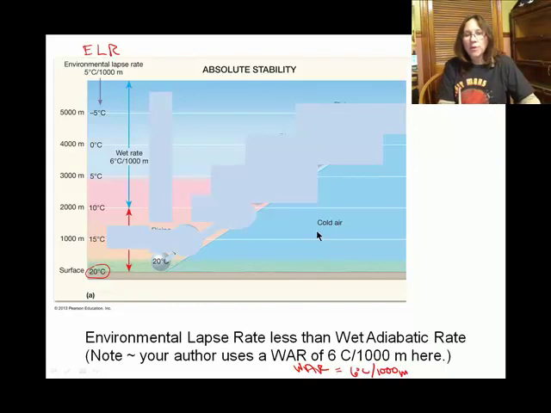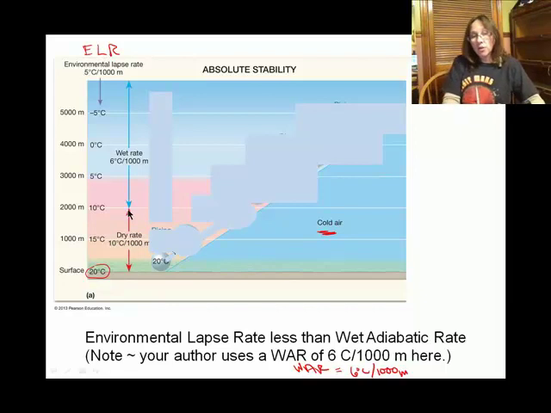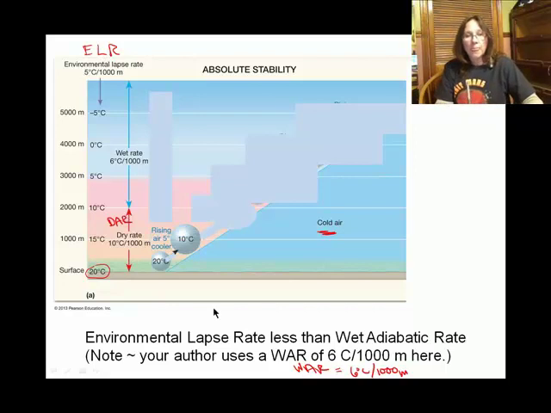It has a forced lifting mechanism, a cold air mass, and so that chunk of air is forced to rise, and as long as there's no condensation going on, it will rise and cool at the dry adiabatic rate. No confusion there. Dry adiabatic rate, 10 degrees Celsius for every 1,000 meters it ascends. So the first 1,000 meters it ascends, notice that it cools from 20 to 10 degrees Celsius.